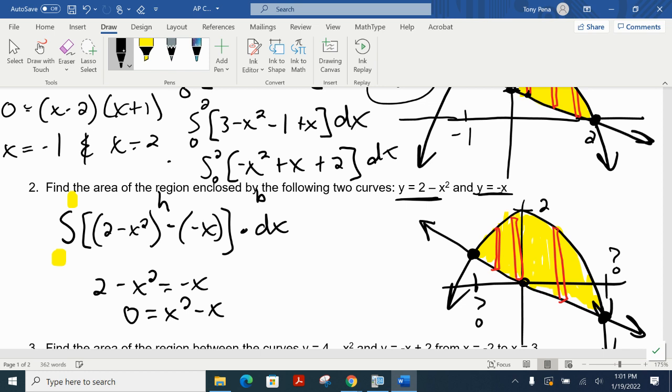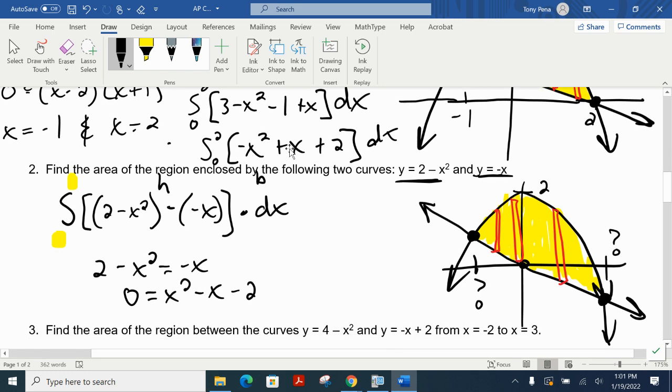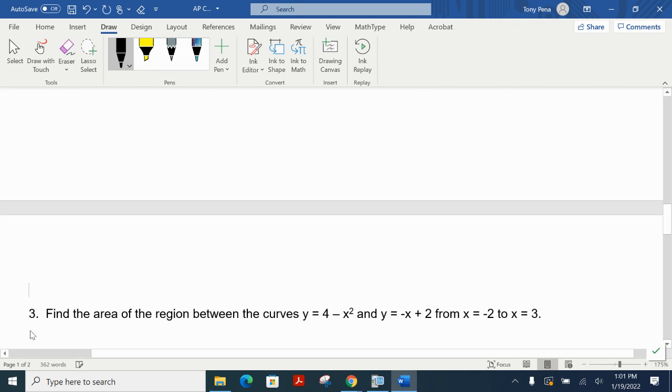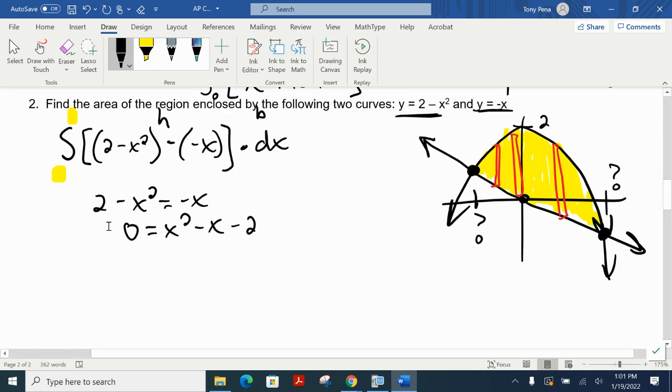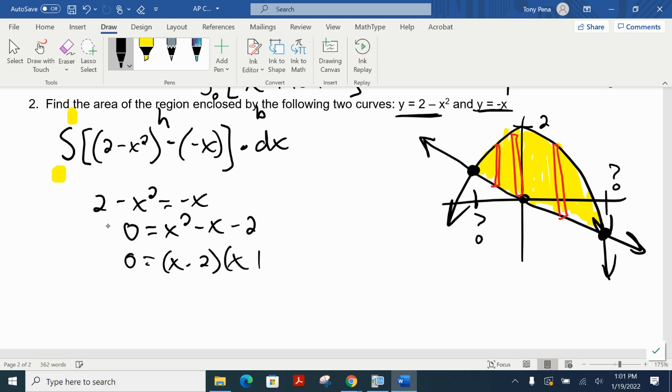Get everything set equal to 0. Make sure that x squared is positive just to make sure it stays nice and easy. And then that should look very similar because it's the same quadratic equation we got in the previous one. So those intersection points then become, when we factor it, x minus 2, x plus 1.